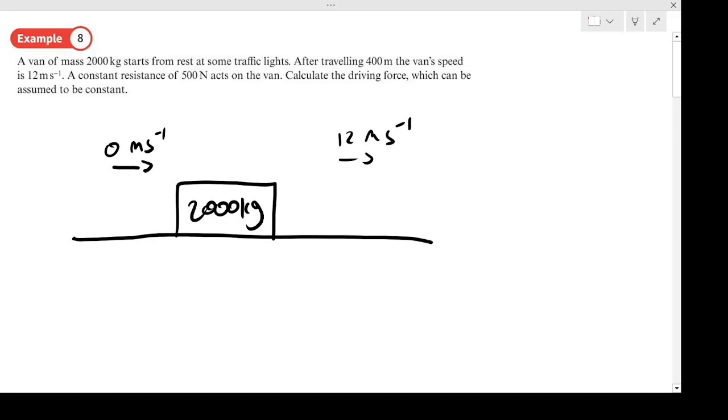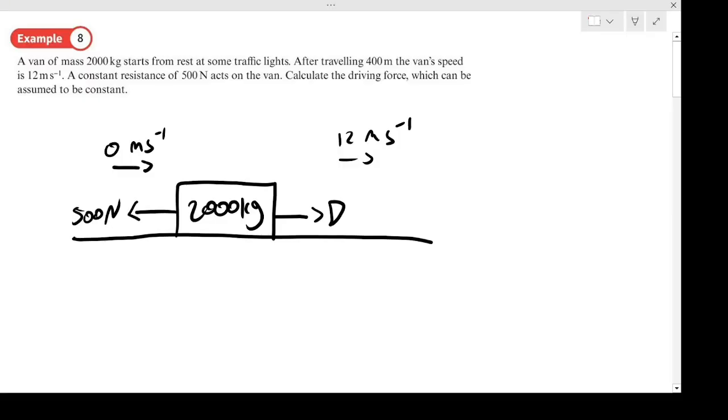Then as for the forces, well, I'm told there's going to be a driving force, so that's going to act forward, right? That's where my driving force is. And then there's going to be a resistance force which acts the other way. And so that's going to be 500 newtons, right? So hopefully happy with that. It's kind of like friction, right? But that's my force there.